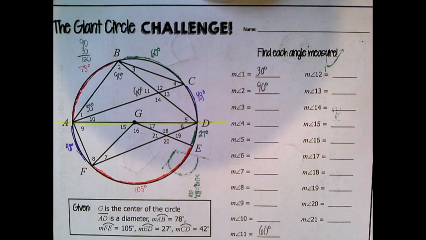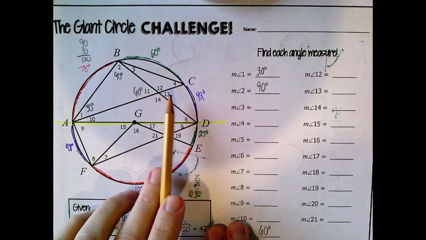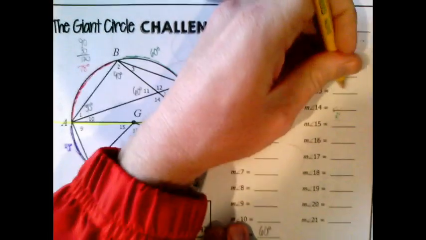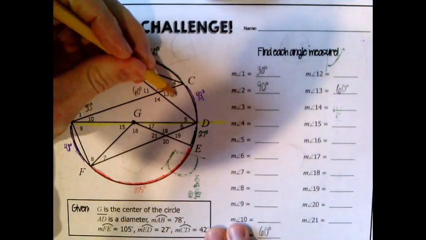Okay, so that's good. I like that. Now we can do some things we've learned this year. We got vertical angles. If that's 60, what's 13? Yeah, 60. So I can go over here. That's 60 degrees. That's 60 degrees.